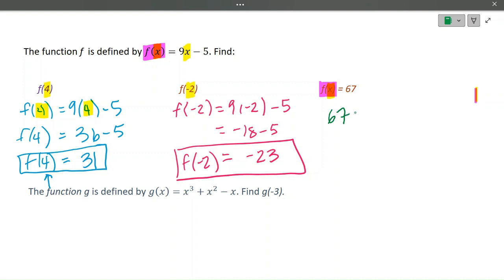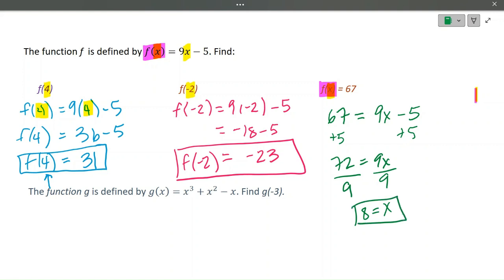So we say 67 equals 9x minus 5, and we're actually finding the x value. So I'm going to add 5 to both sides. I get 72 equals 9x. I'm following the order of operations working backwards. So I did the addition and subtraction. Now I'm doing the multiplication and division. I'm dividing 9 off, and I get x equals 8. So what I know is when x equals 8, f of x or y equals 67.